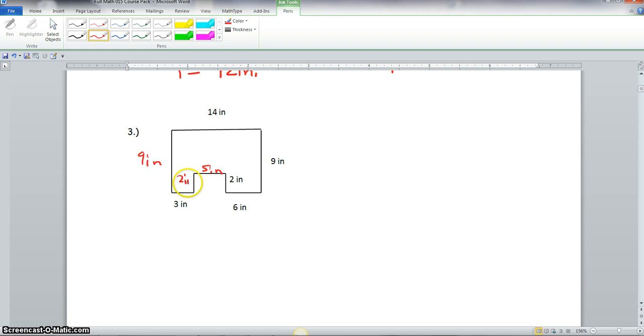Now remember, these values on the inside here are actually supposed to be on the outside, but there wasn't enough room. So now we add all these values together. We could take 14, 9, 6, 2, 5, 2, 3, 9, and that takes care of all of our numbers. So now we add them all.